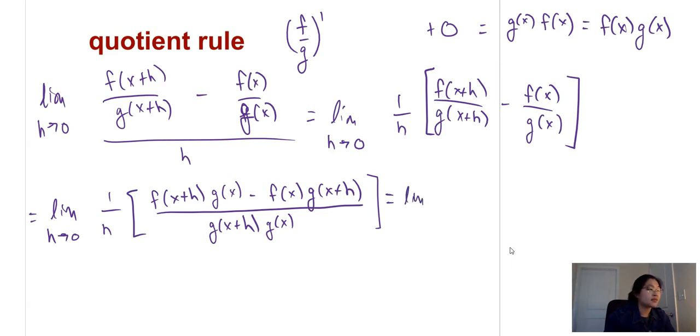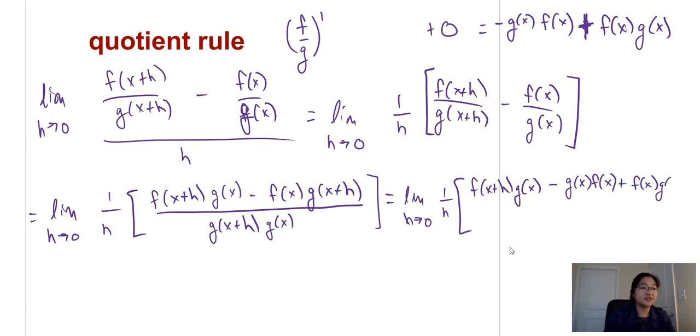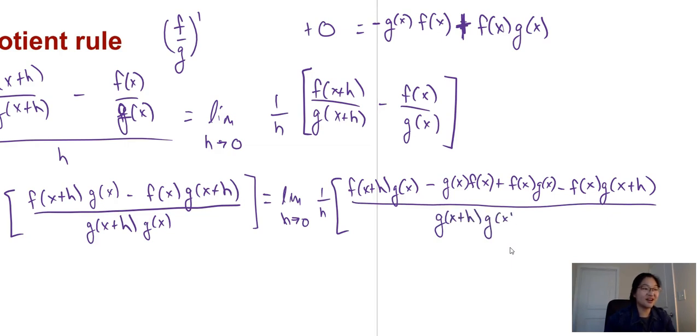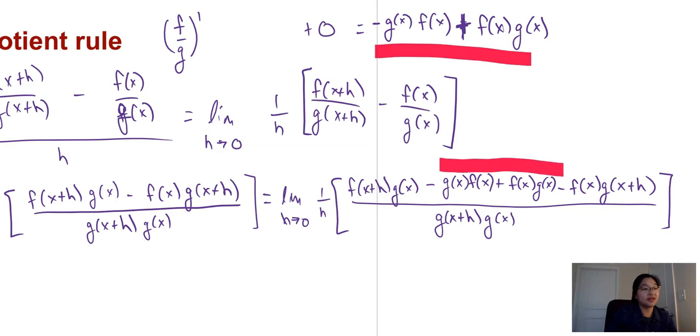So let's see. We get limit as h approaches 0 of 1 over h times f of x plus h times g of x. And I'm going to do this minus and this plus, like this. Okay. So we should subtract g of x times f of x, and then add in f of x times g of x, and then minus, oh boy, what did we have? F of x times g of x plus h. And all of this is divided by g of x plus h times g of x. Close that bracket up. So this is the same because the only thing I did was take this 0 and add it in right there.